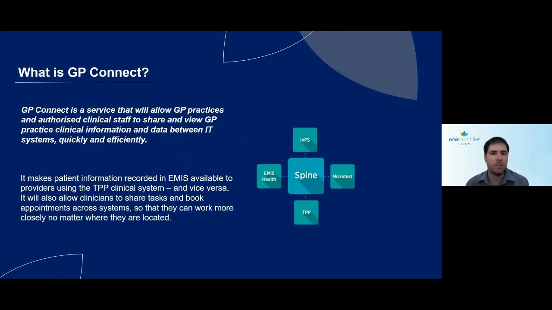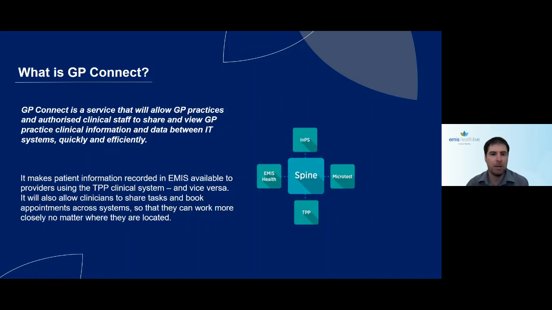GP Connect is a service that will allow GP practices and authorised clinical staff to share and view GP practice clinical information and data between IT systems quickly and efficiently. It makes patient information recorded in EMIS available to providers using the TPP clinical system and vice versa. The GP Connect team is currently working with Vision and Microtest to enable the functionality on their clinical systems also.